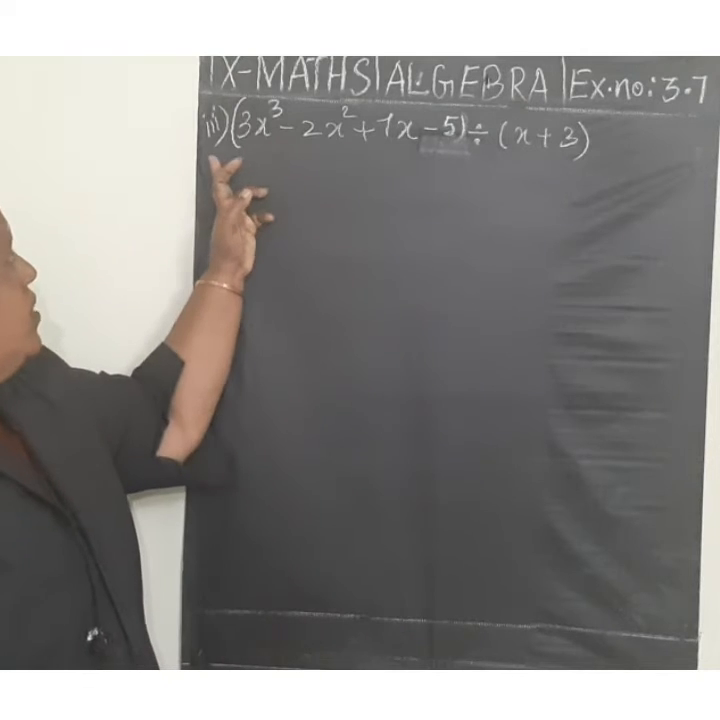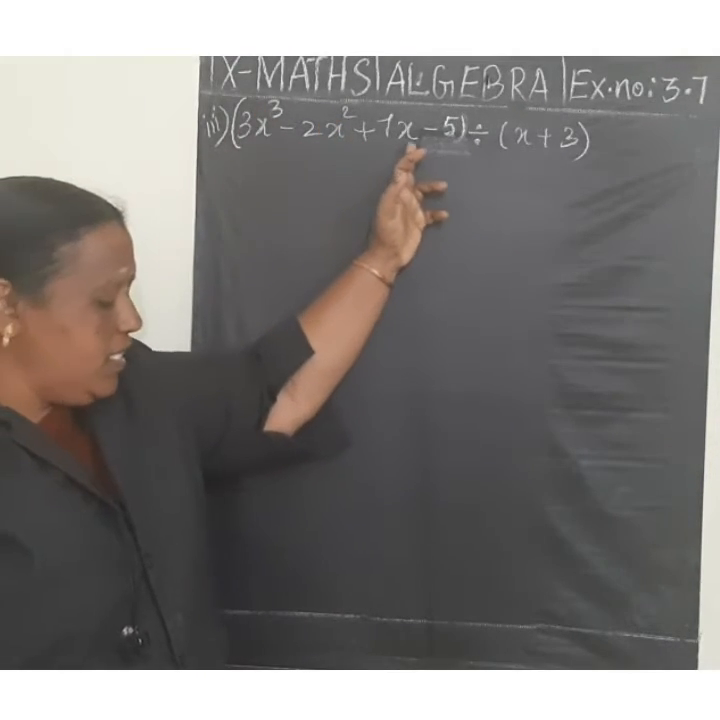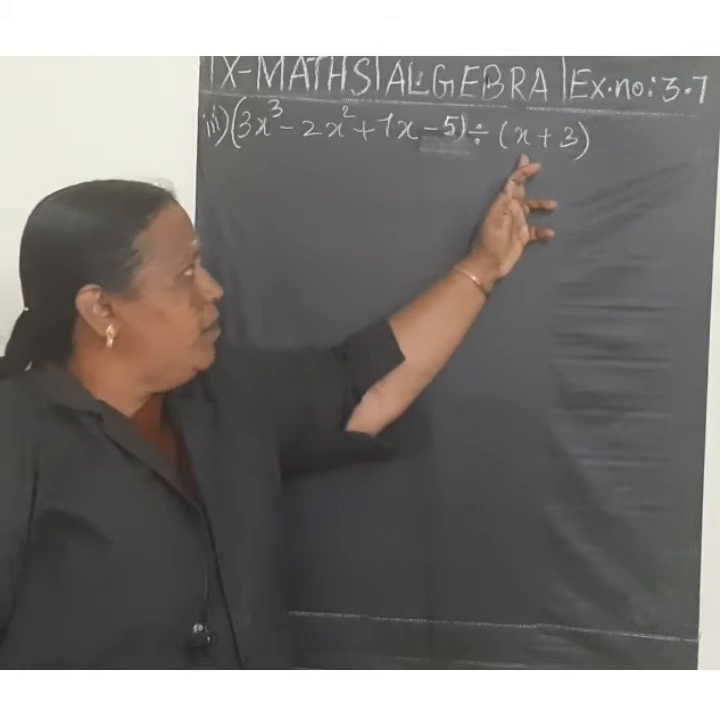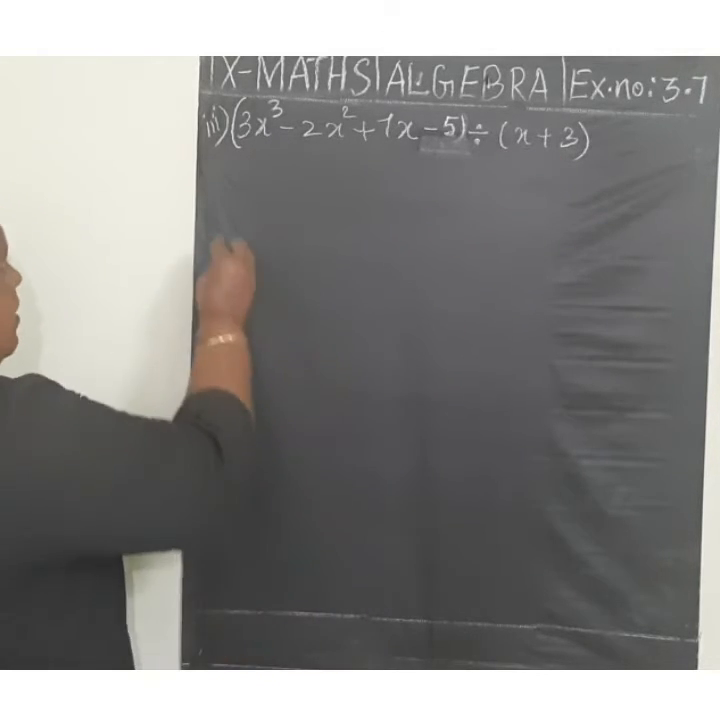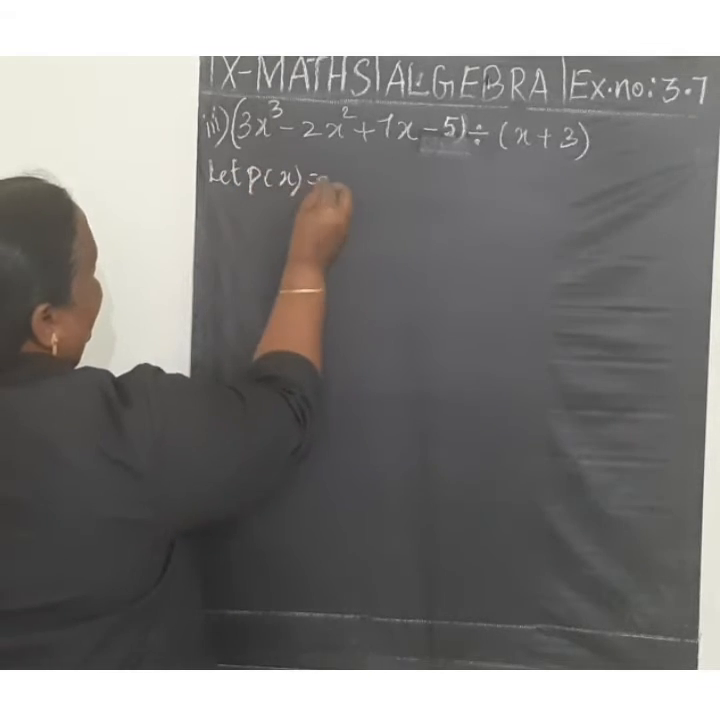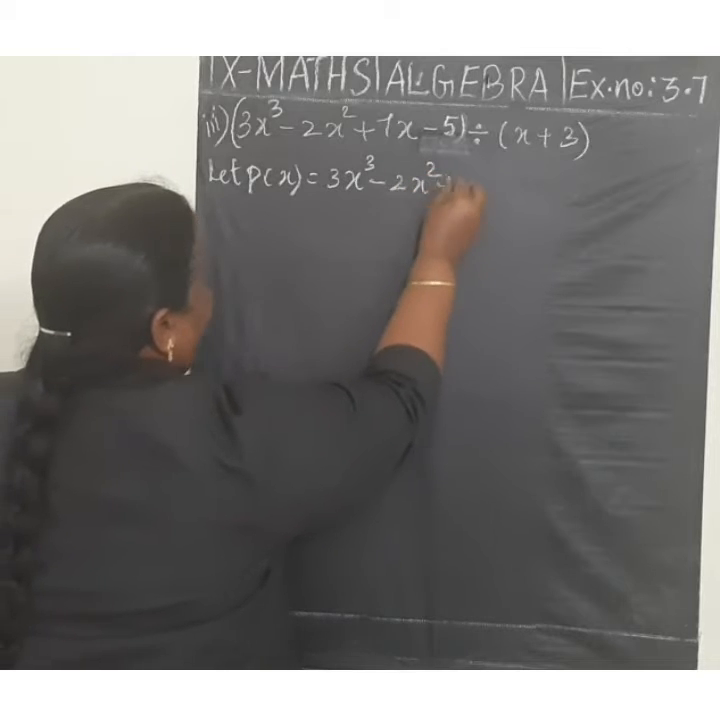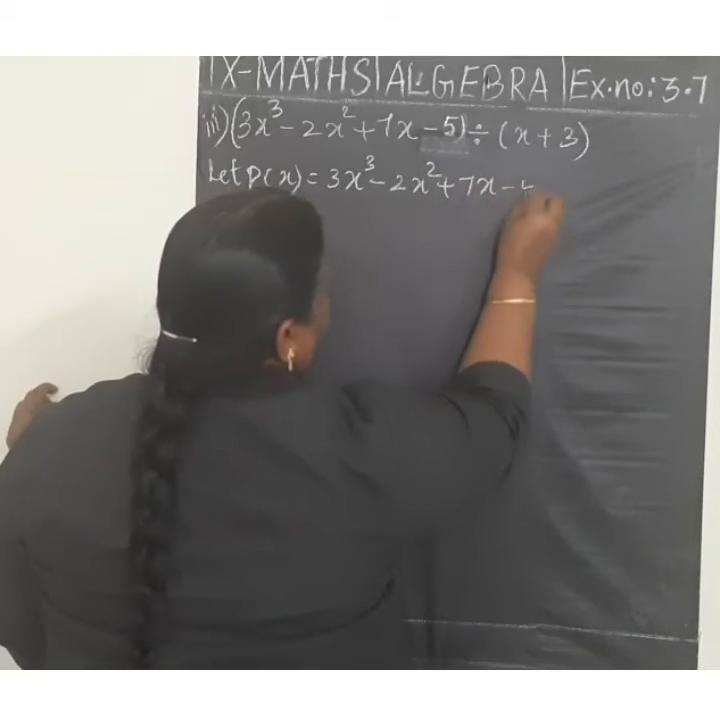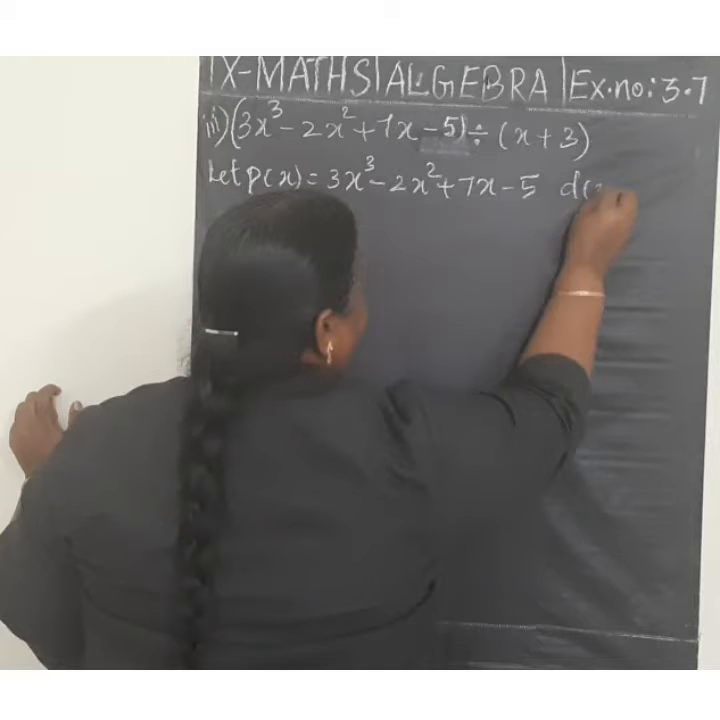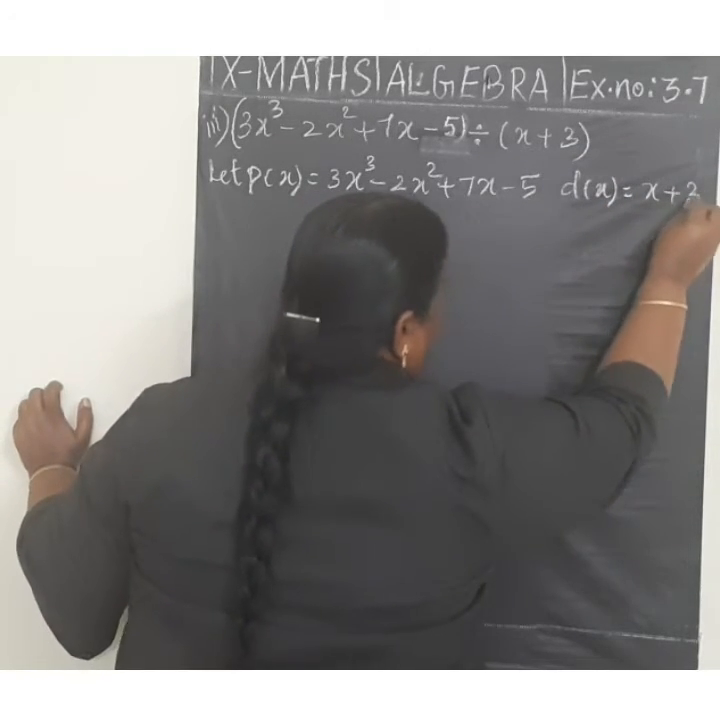The next subdivision: 3x cube minus 2x square plus 7x minus 5 divided by x plus 3. So let p of x be equal to 3x cube minus 2x square plus 7x minus 5. Then our d of x is the divisor, and they have given us x plus 3.